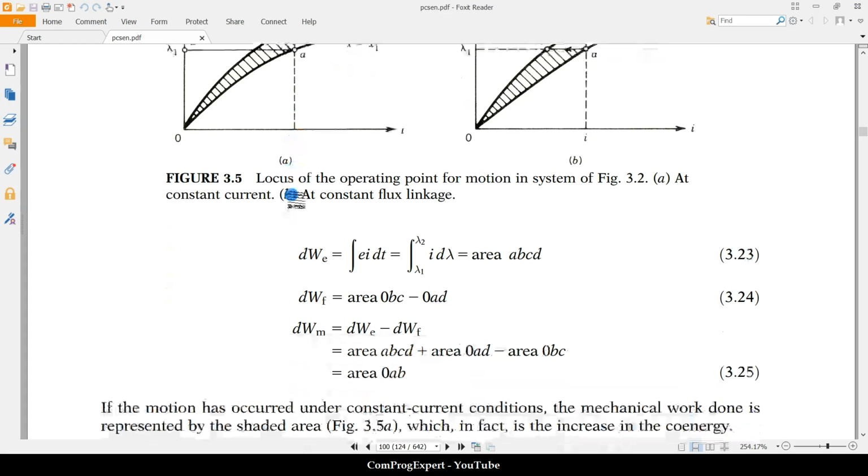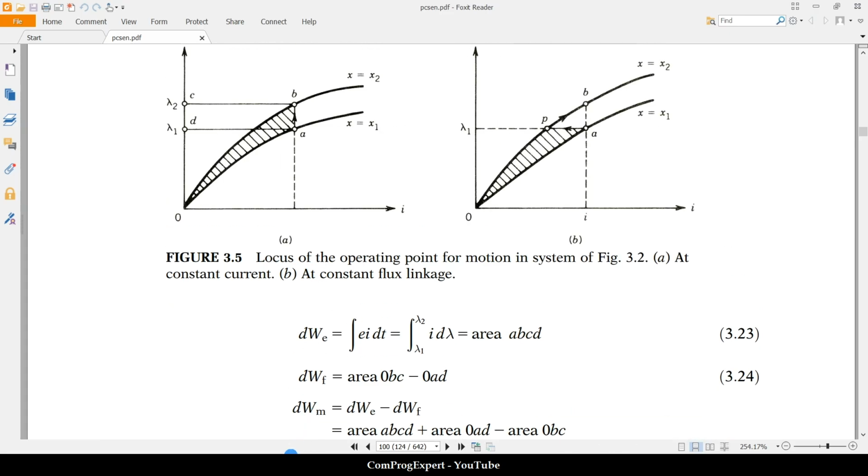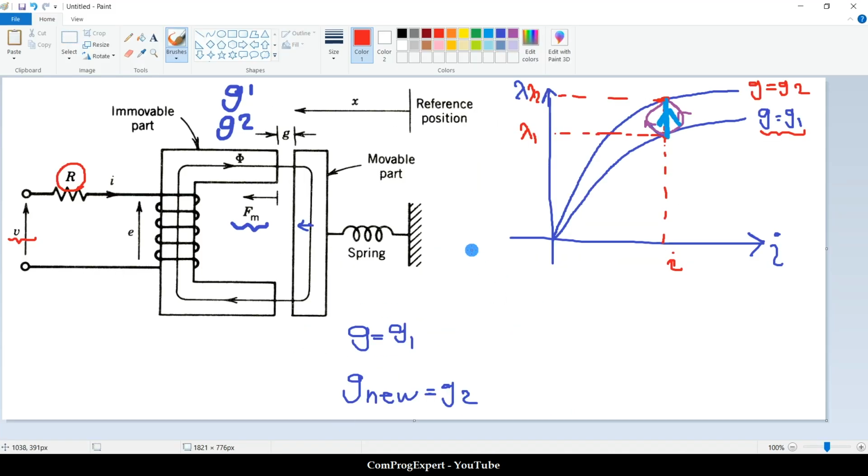So now let's use the energy balance equation. The energy balance equation: dW_e is dW_f plus dW_m.